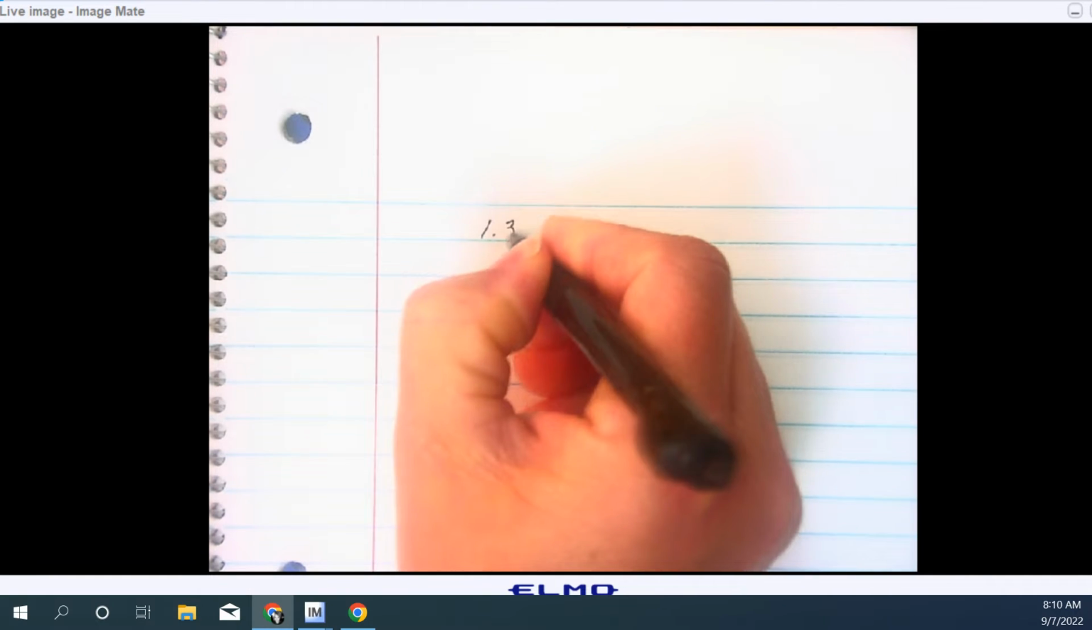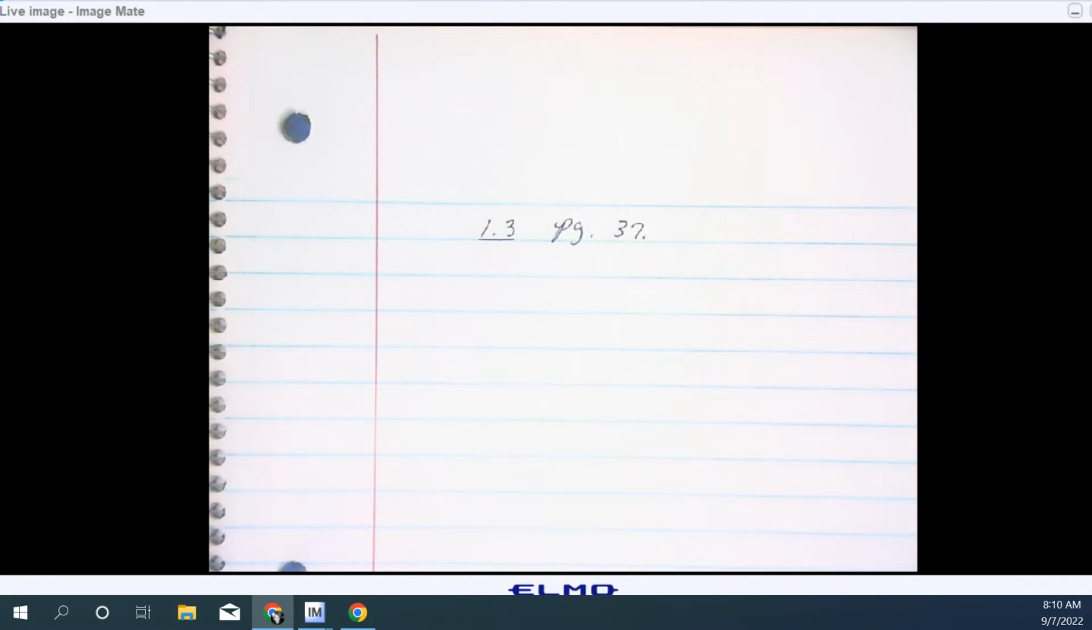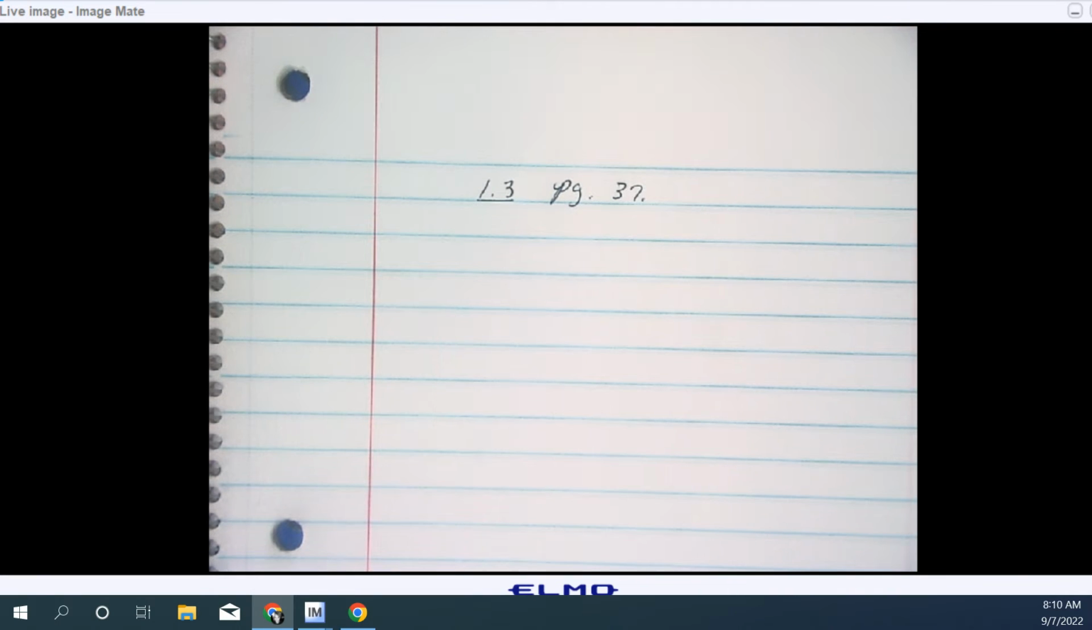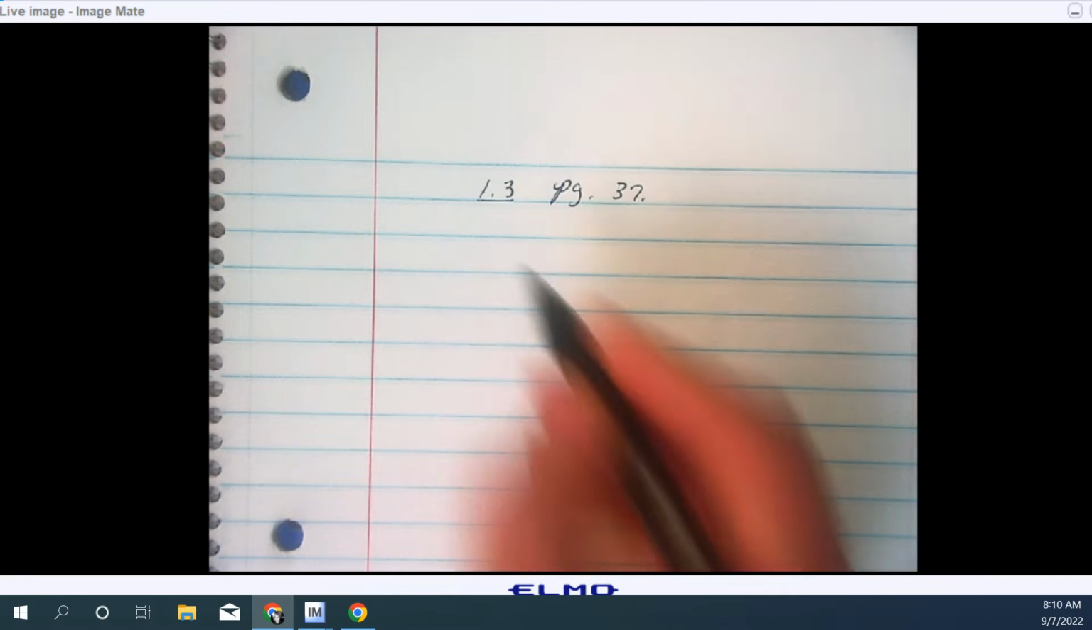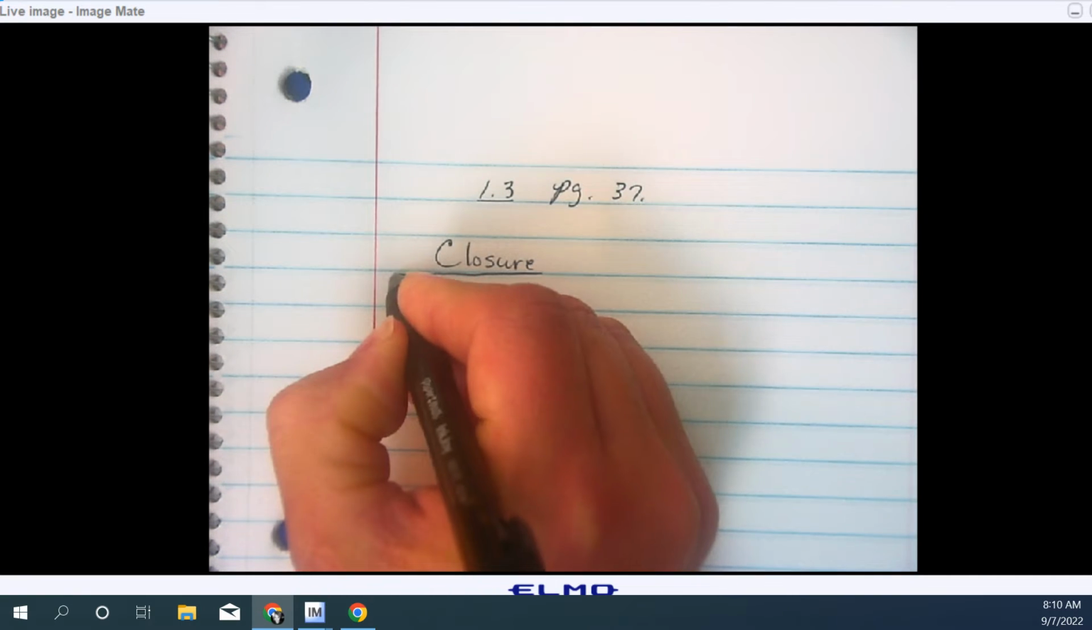This is 1.3, and the assignment is going to be on page 37. It's just 1.3 because there's not another section. We're just going to do all of section 1.3 together and be done with it. Okay. Now, these properties you're going to have memorized. So the first one we have to talk about is the closure property.